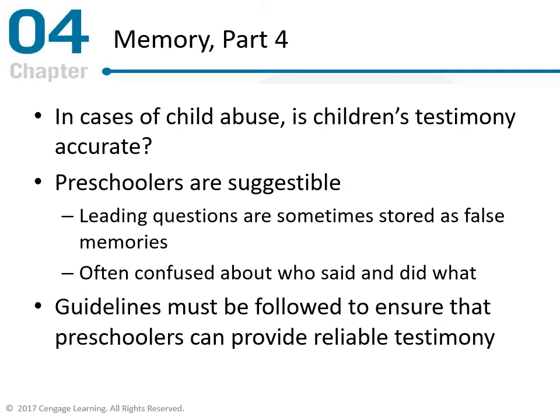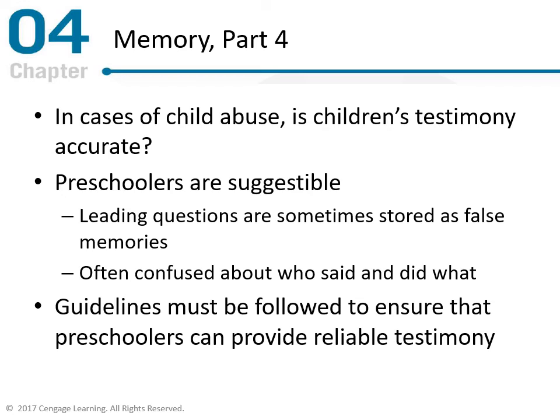So let's take a look at how valid a child's memory is. Can you count a child's memory as fact? Do they have the brain capacity to lay down correct information? And what does that mean in cases of child abuse, in particular, children's testimony? Is it accurate? What they've looked at through studies is that preschoolers are suggestible, which is true, right? If you've ever talked to a preschooler, you can almost convince them of something that didn't happen. So they've determined there's a way to get the most accurate memory out of young children. One thing they found that can cause a lot of inaccuracies is that leading questions are sometimes stored as false memories. So if you're leading them on, like, did that guy hit you when you were crying? You're already giving them the answer in the question, so they're more likely to answer the way they feel you want them to.